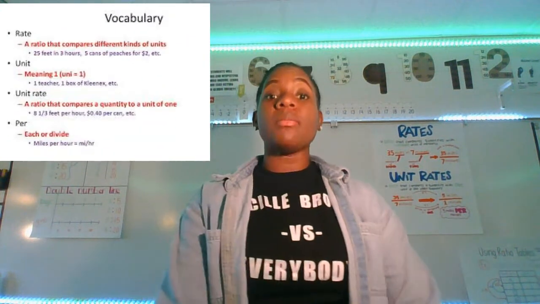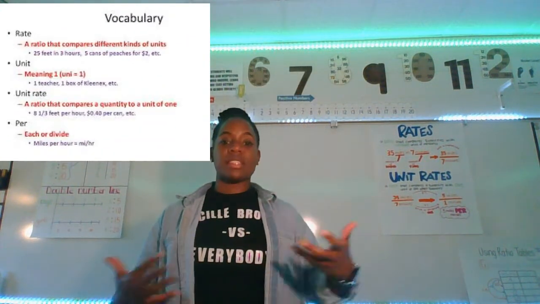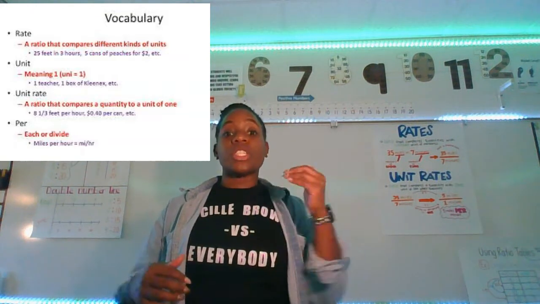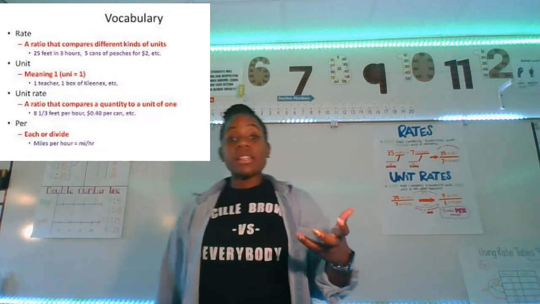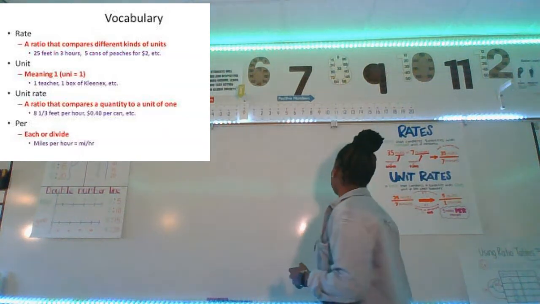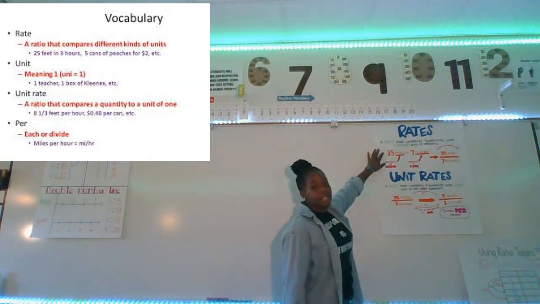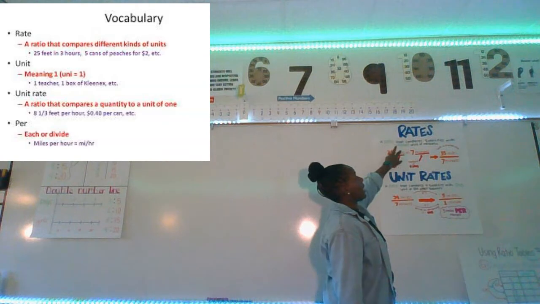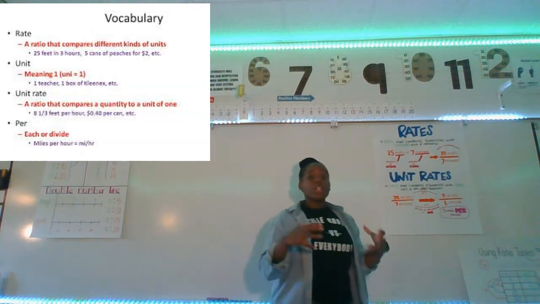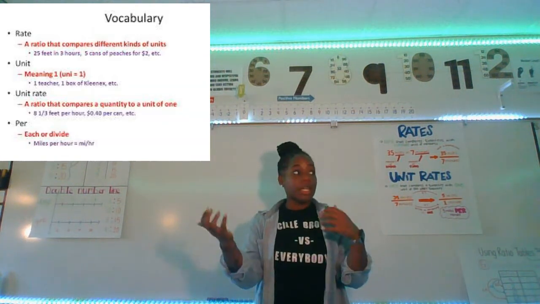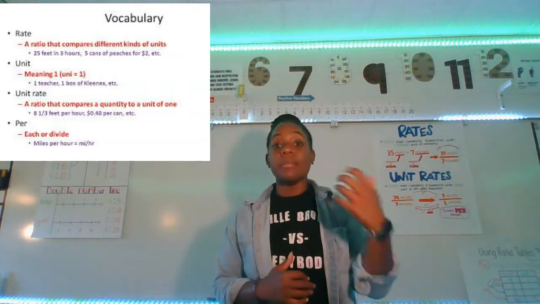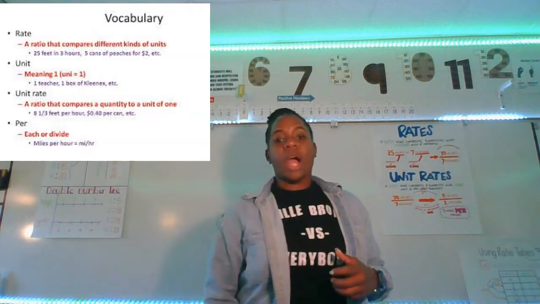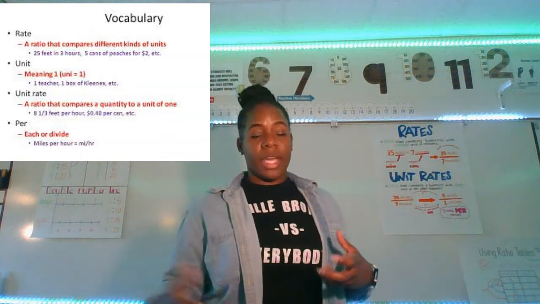So the unit rate means one. How much does one of these things cost? How much does one of these things count for, okay? Your rate is what's actually being compared. So if we look at this right here, it says rates, a ratio that compares quantities. Your quantities is what's actually being compared. Are we talking about ounces and money? Are we talking about minutes and miles? Are we talking about hours and miles, okay?